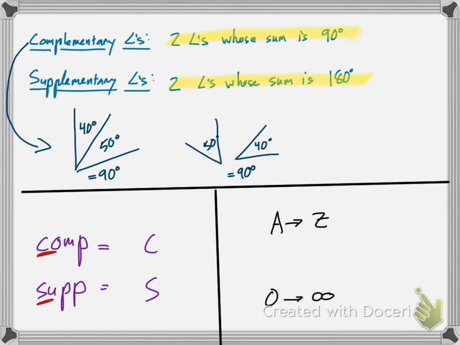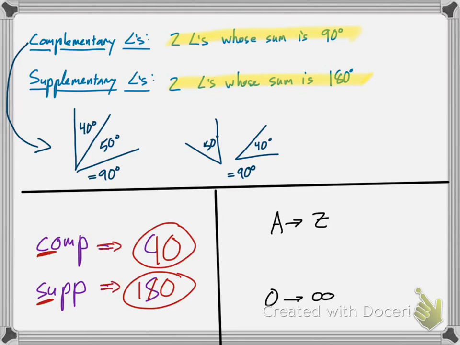With complementary, you can change that C and make it into a 90. Supplementary, you can change that S to a 180. And now you know complementary is 90, supplementary is 180. So that's one little trick.